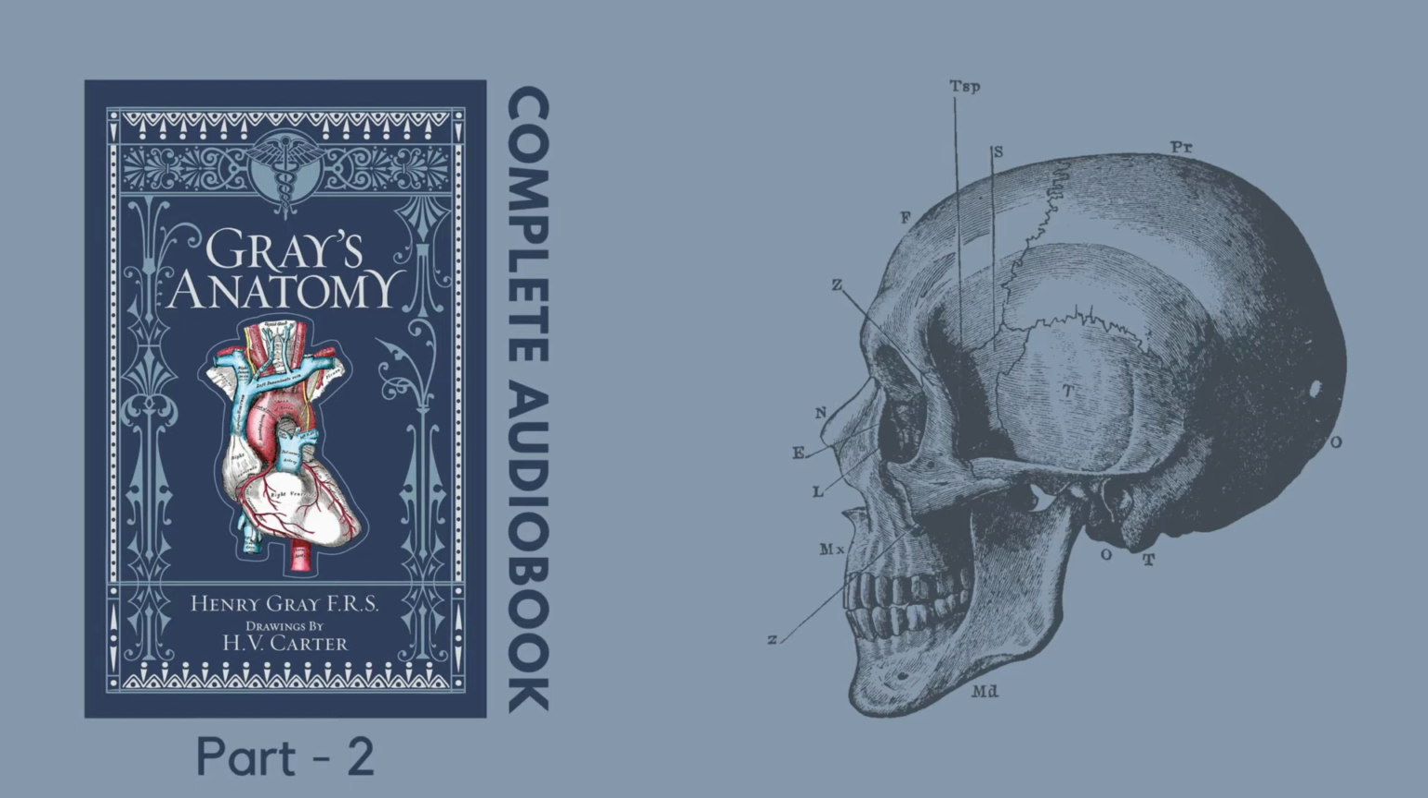Section 22 of Gray's Anatomy, Part 1. The Temporal Bone, Part 1. Os temporale. The temporal bones are situated at the sides and base of the skull. Each consists of 5 parts, viz. the squama, the petrous, mastoid, and tympanic parts, and the styloid process.